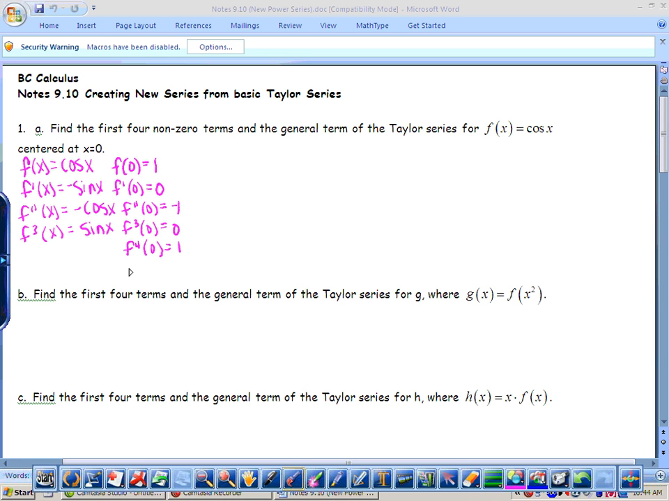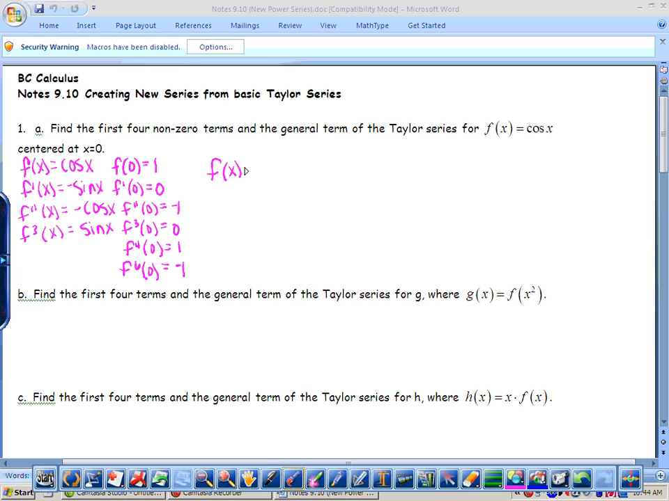And I need four non-zero terms. So f prime and the third derivative are going to be 0 terms, so I can't really count those. What derivative do I need to go up to? The sixth derivative. Good. And what will that sixth derivative at x equals 0 be? Negative 1. Good.